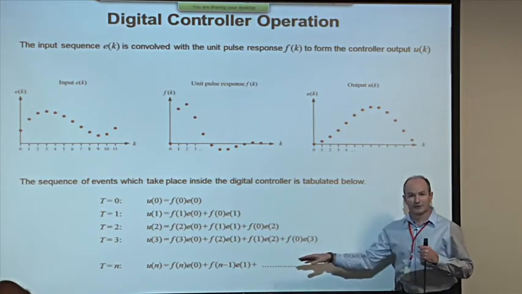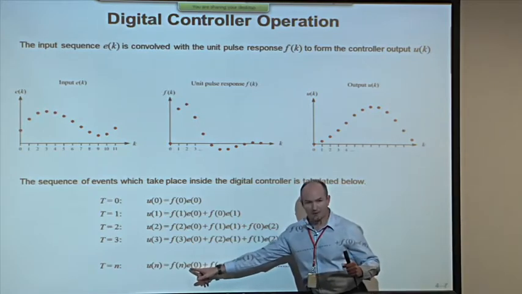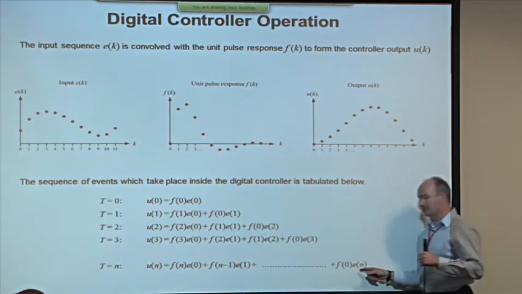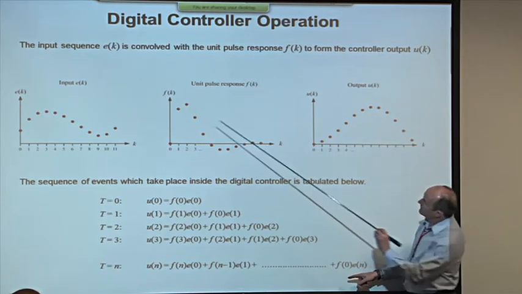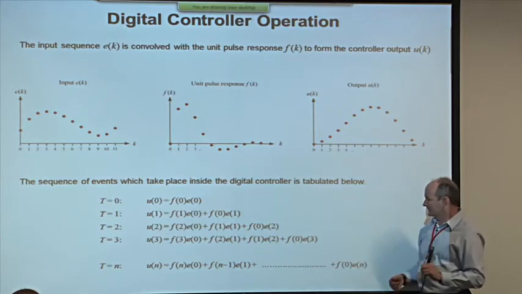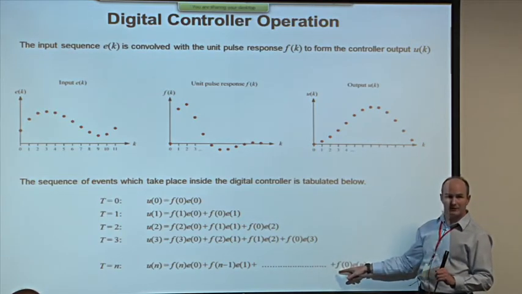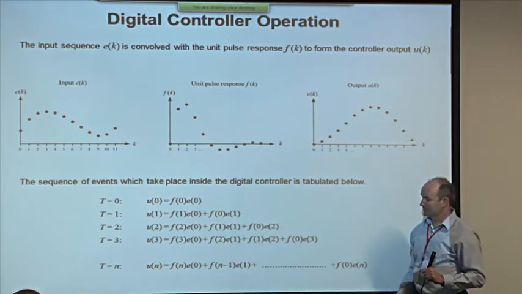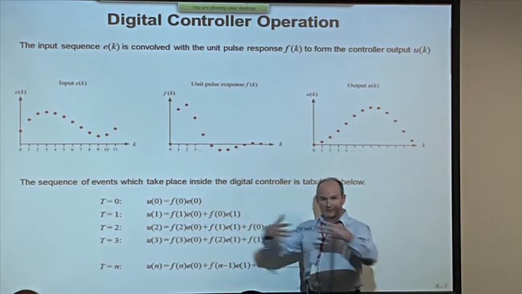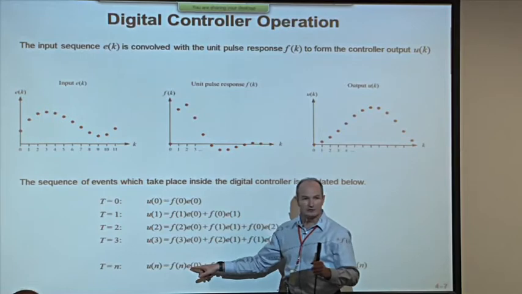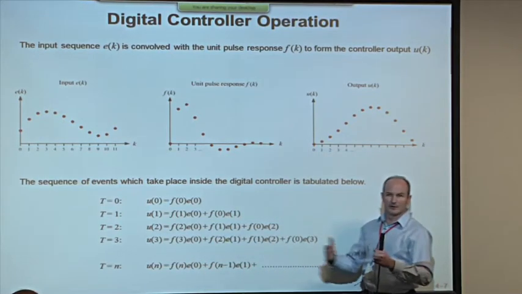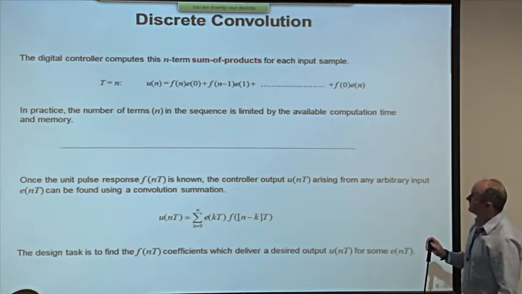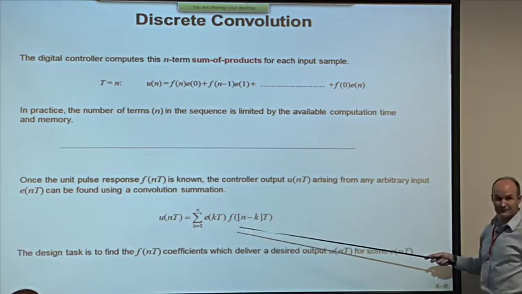Now, the order in which the terms appear is significant because the input terms appear in the same order that they came in. So we end up with e of 0, e of 1, e of 2, all the way up to e of n. But the terms in the unit pulse response are reversed in time with respect to them. So e of n is being multiplied by f of 0. That means the most recent input is always multiplied by the first number in the unit pulse response. And the terms slide backwards against one another until we have f of n times e of 0. Now, this is very similar to convolution, of course, when we're doing a time reversal of one function of time and then integrating.